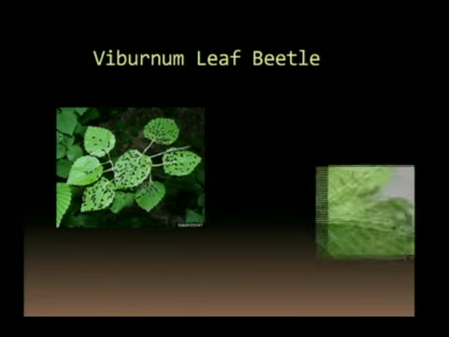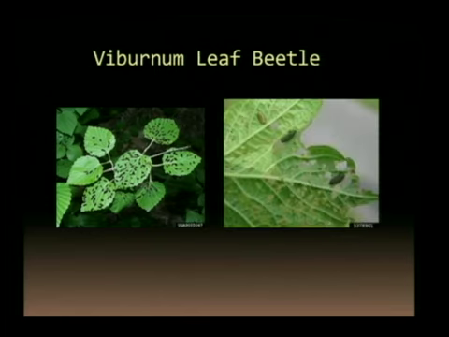The next insect is a new insect in our landscape. It's called the viburnum leaf beetle. It's been around a few years. If you have any native viburnums on your landscape, you've probably experienced viburnum leaf beetle. If your viburnums look like the picture on the left, where they're all holes and riddled with little bite marks, that's the viburnum leaf beetle.